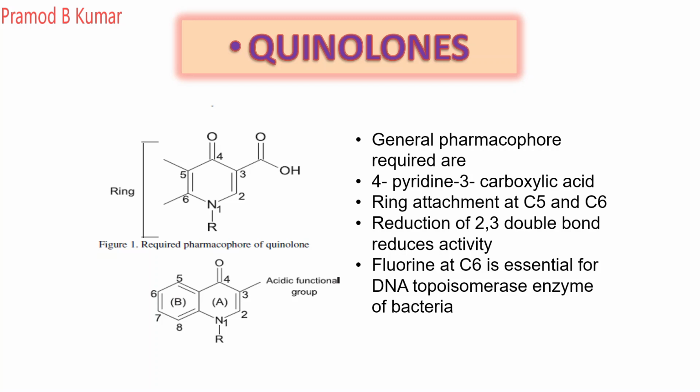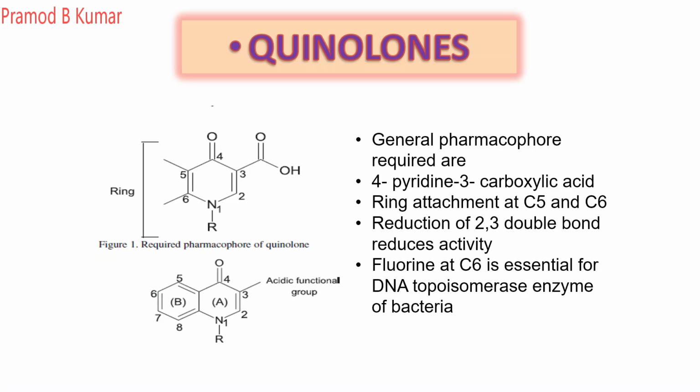Okay. It is a pyridine fused to a benzene ring with the carbonyl group at the fourth position. That's why it is called quinolones, with the carboxylic acid group at the third carbon. So the general pharmacophore required is a 4-pyridone 3-carboxylic acid group with a ring attachment at the fifth and sixth position.